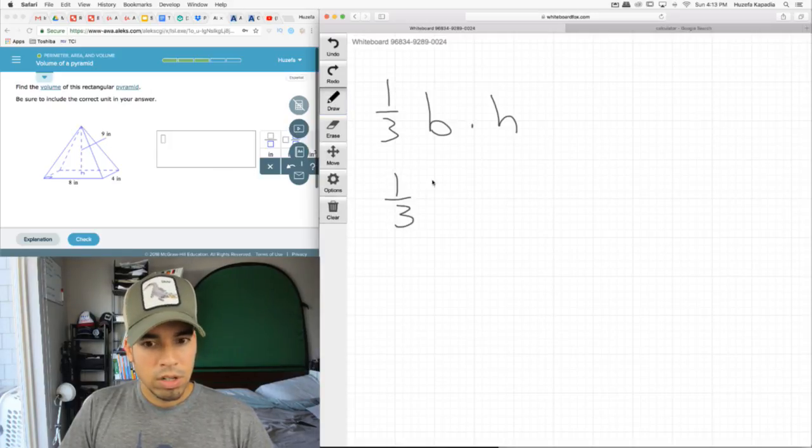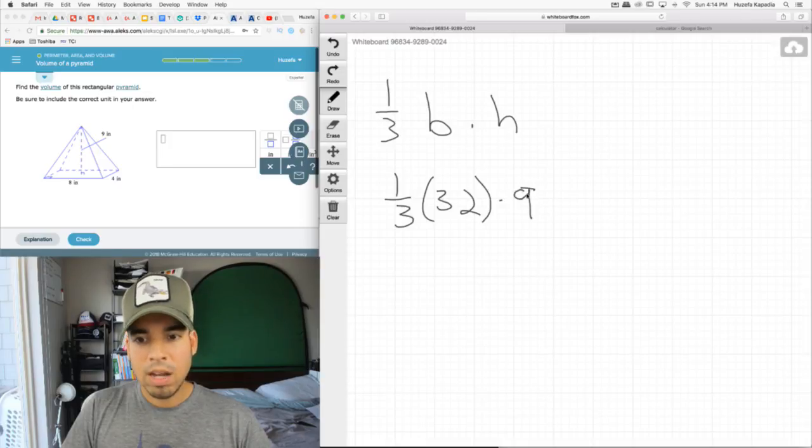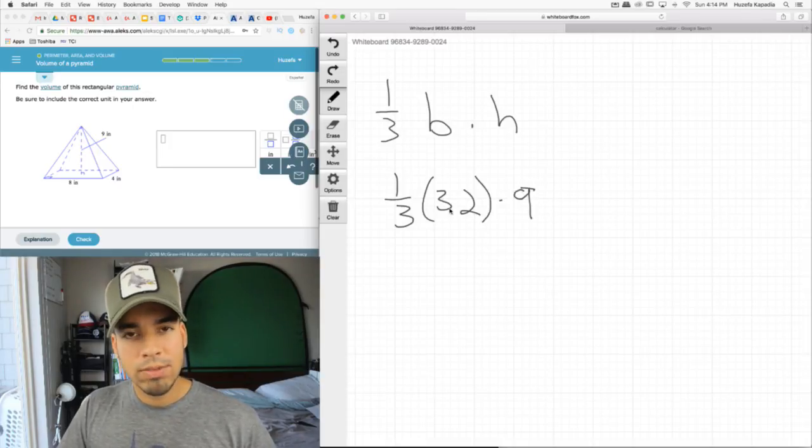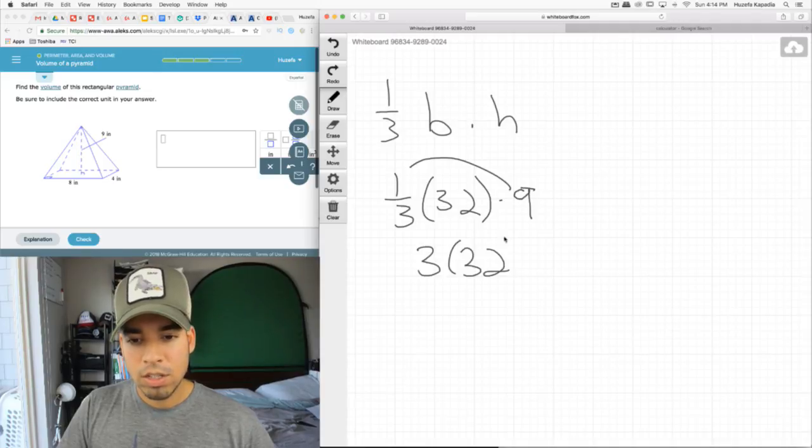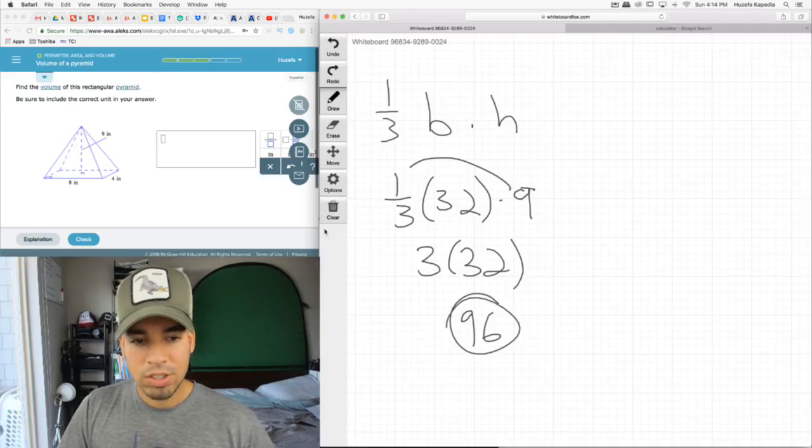And then we get 1/3. The base is 32 and the height is 9. Now I'm going to do something, because with multiplication, we don't have to do it in order if it's a big string of multiplication. So I'm going to show you a nice trick. I'm going to multiply the 1/3 times 9, because that evaluates to 3. And then it's just 3 times 32, which is 96.